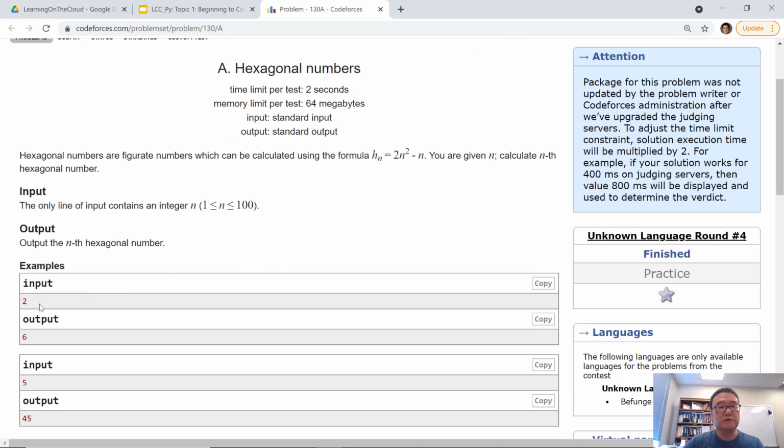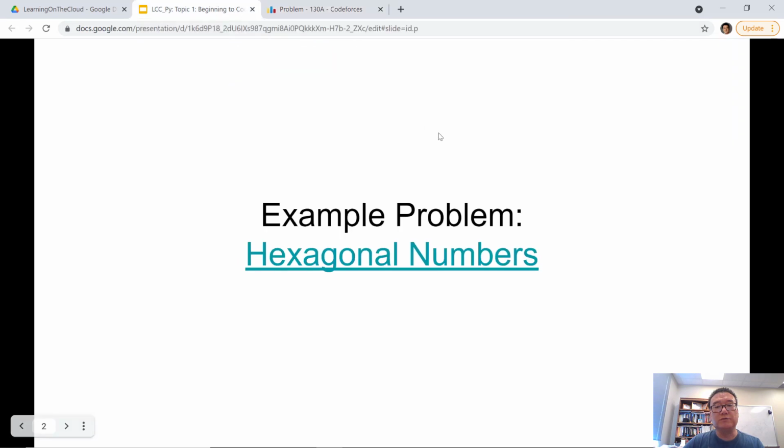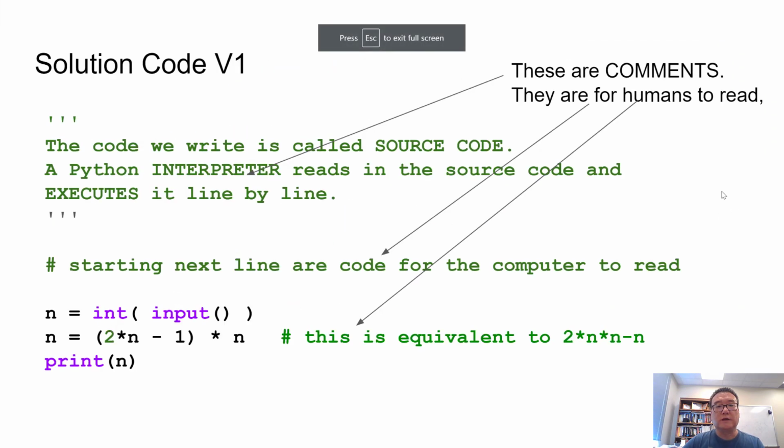What we want is, given the input 2, we want to output 6, because if we plug in 2 here, 2n squared minus n will give us 6. If we plug in 5, it should give us 45, and so on. So this is the program we need to write, and this is one way to do it.